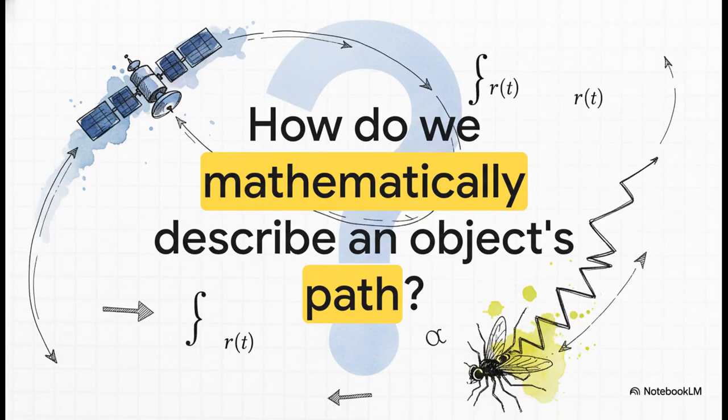So, yeah, how do we actually do that? How can we take something super dynamic, like a roller coaster's wild ride, or even something as kind of chaotic as a fly buzzing around, and pin it down with perfect mathematical precision? That's the big question here. And the answer, it turns out, is hiding in these amazing things called vector functions. They're what let us unleash the power of calculus on motion.